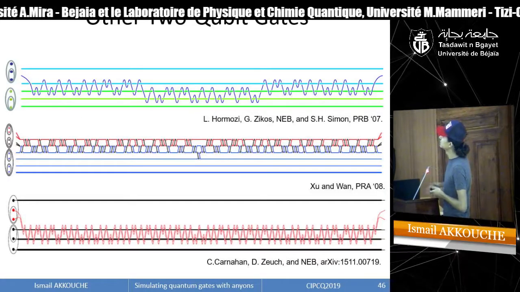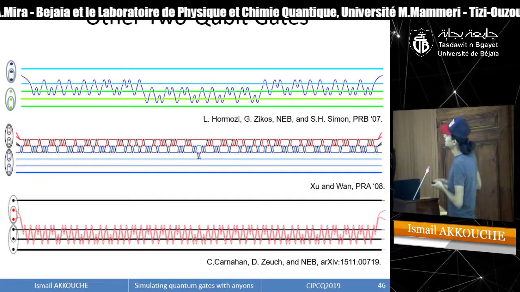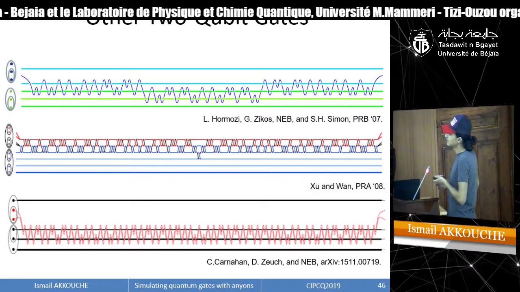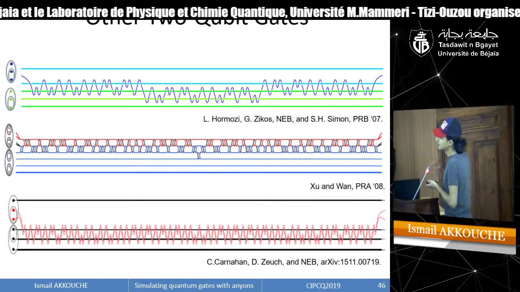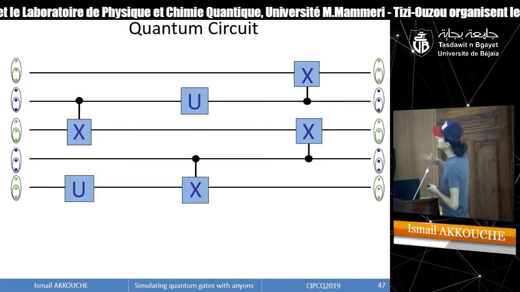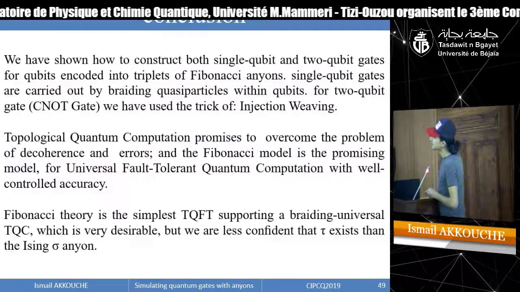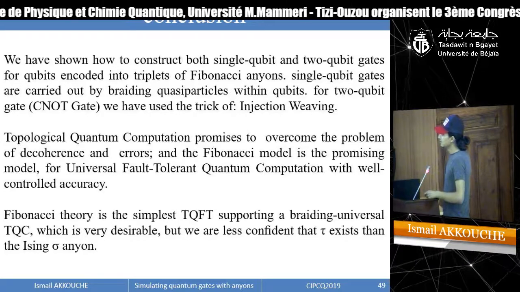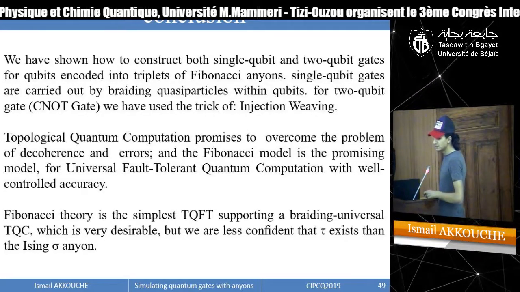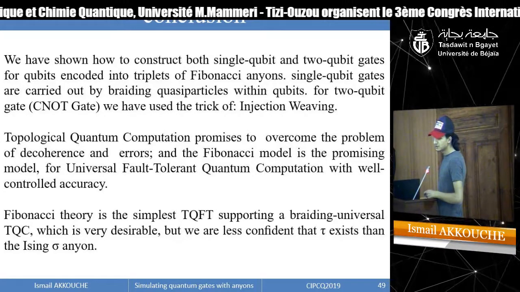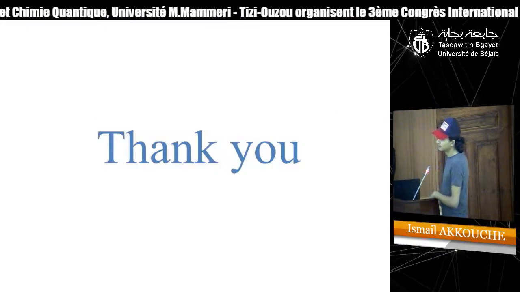This is another 2-qubit gate. This one uses another technique, mathematically pure. And this is how to build the topological analog for quantum computation. And I think topological quantum computation is a promising model for universal quantum computation. And thank you.